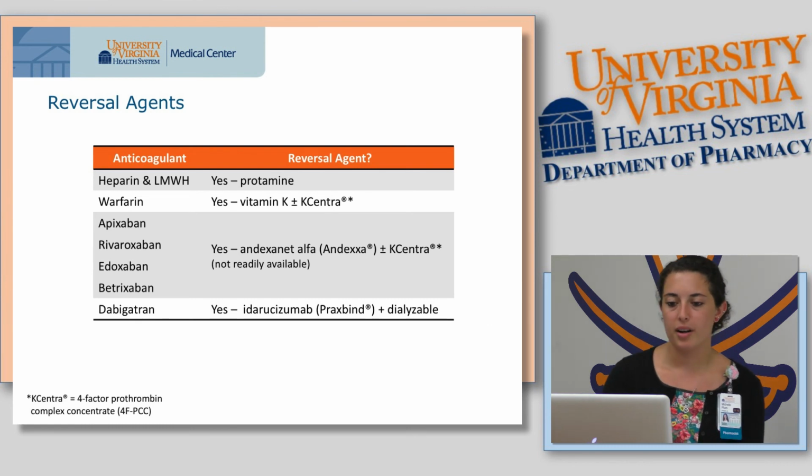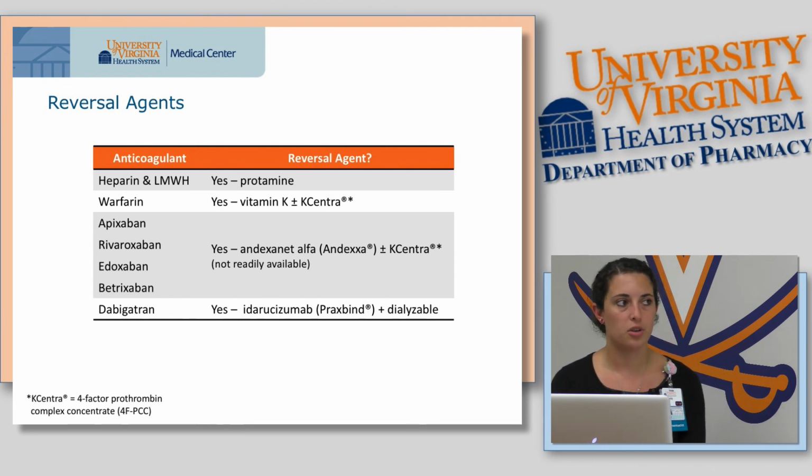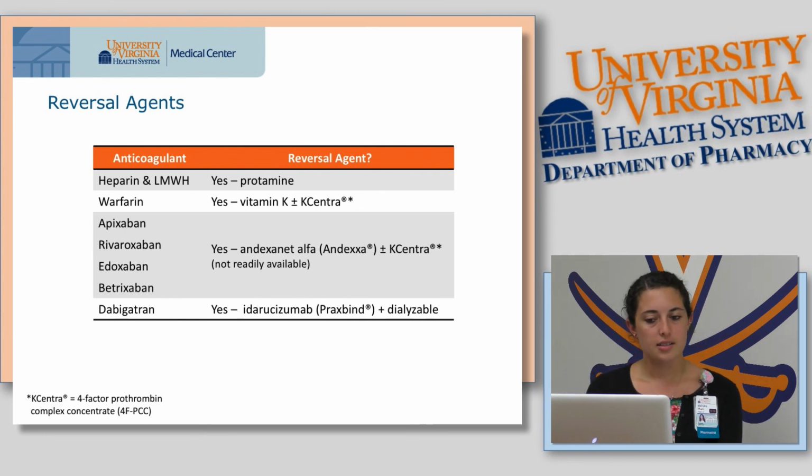And then our last part is about reversal agents. So we know that for heparin we do have a reversal agent, protamine, which has been around for quite a while. As well as warfarin, we can use vitamin K or Kcentra, which is 4-factor prothrombin complex concentrate, or 4-factor PCC. But then we have the DOACs: apixaban, rivaroxaban, edoxaban, and betrixaban.